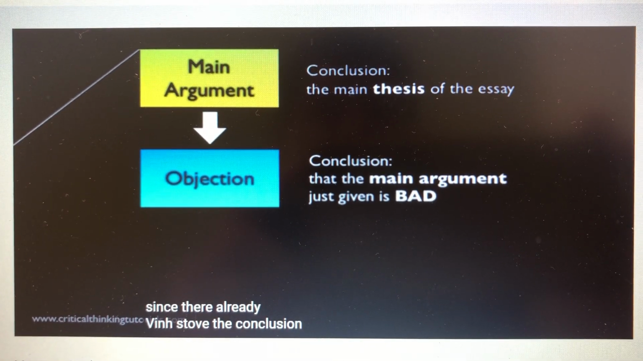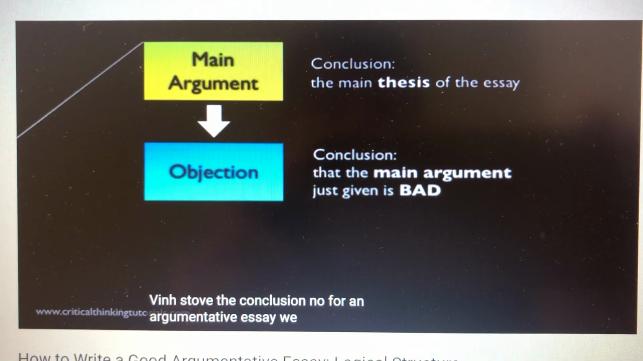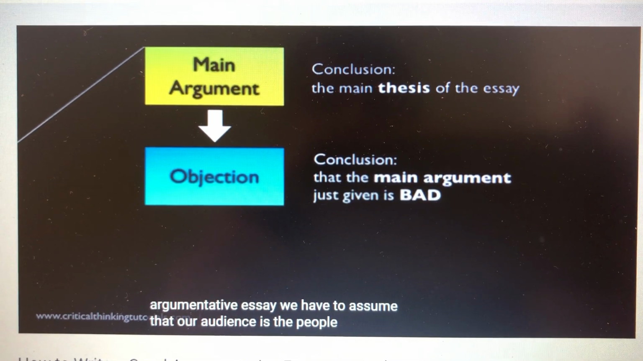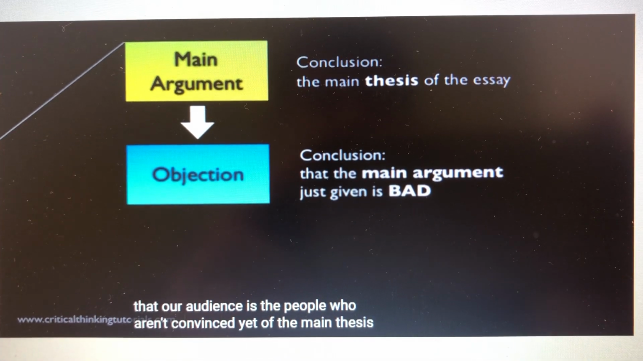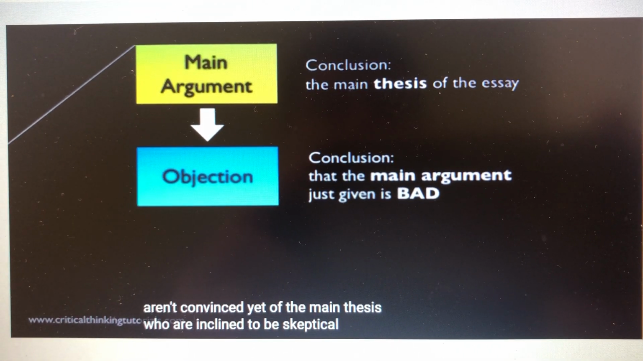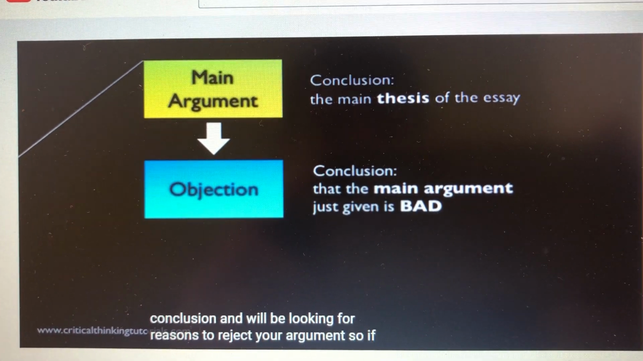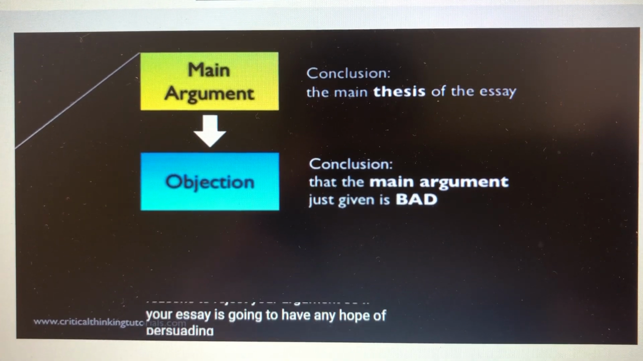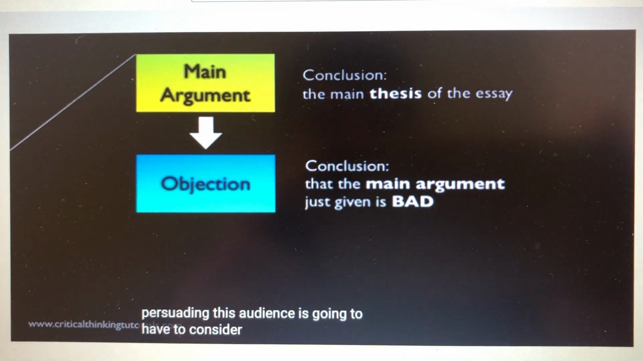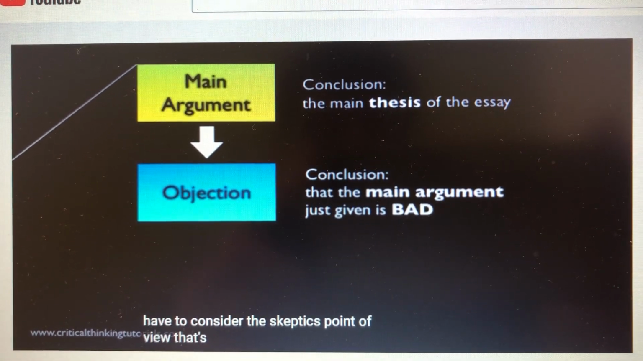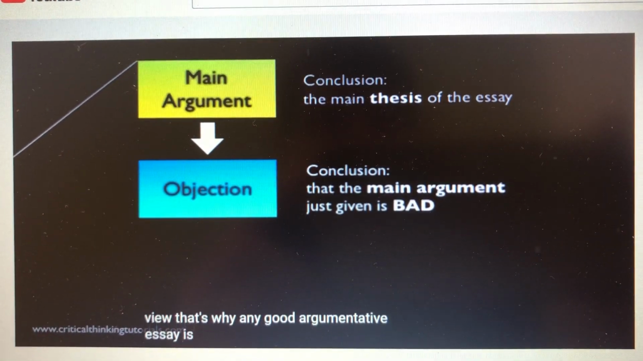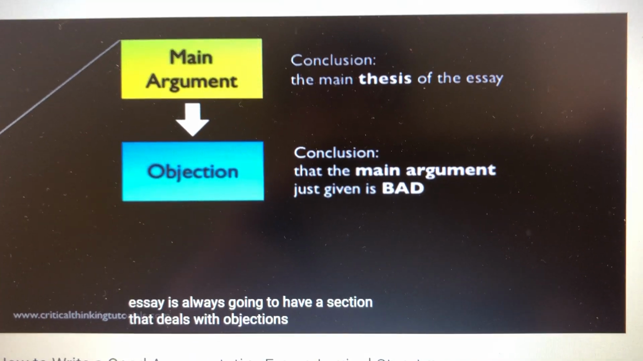No, for an argumentative essay, we have to assume that our audience is the people who aren't convinced yet of the main thesis, who are inclined to be skeptical of the conclusion and will be looking for reasons to reject your argument. So if your essay is going to have any hope of persuading this audience, it's going to have to consider the skeptic's point of view. That's why any good argumentative essay is always going to have a section that deals with objections to the main argument.